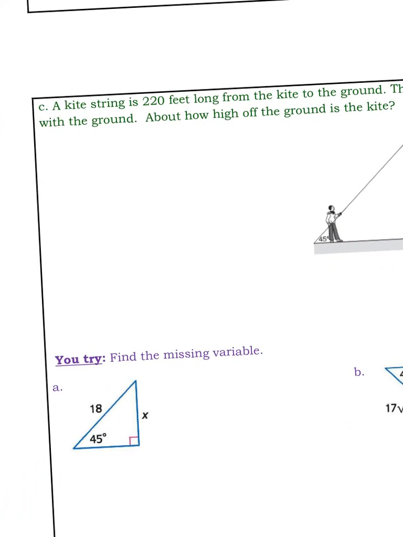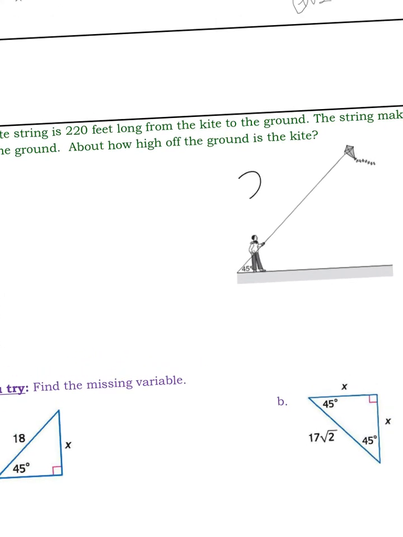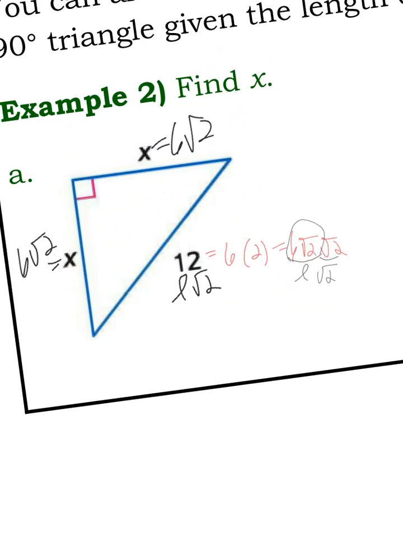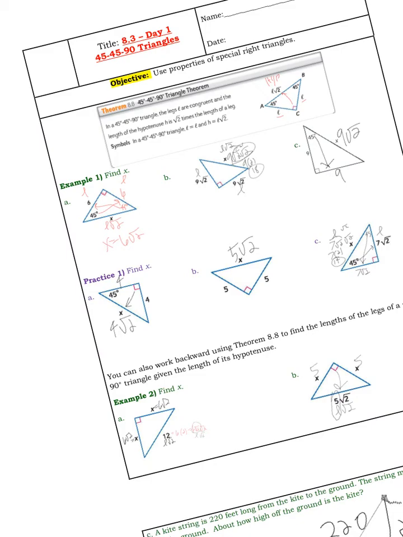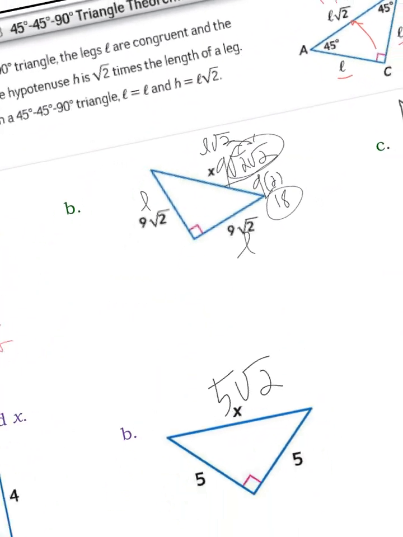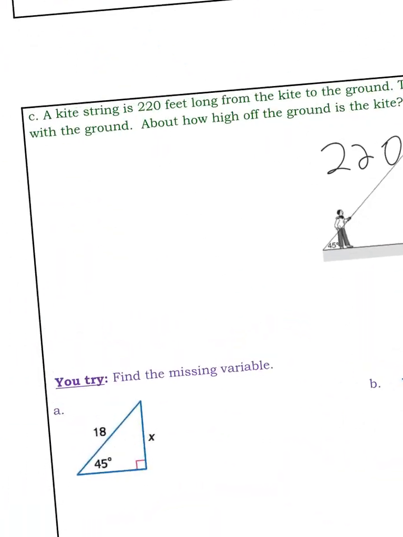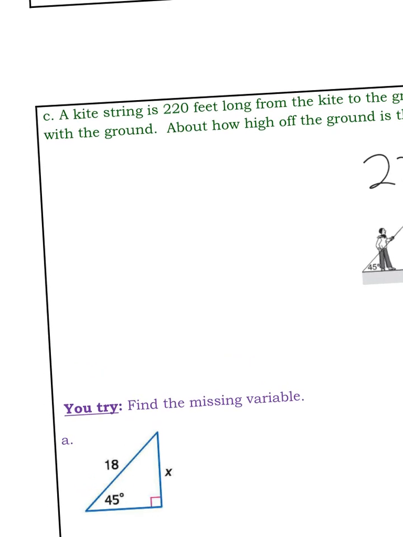Okay, a kite string. It is 220 feet long from the kite to the ground. So I'm going to put 220 next to the kite string. The string makes a 45-degree angle with the ground, and about how high off the ground is the kite? So I'm looking for this. All right, it's the same kind of problem as this one, or this one, or this one, because I'm given a whole number for the hypotenuse. So I'm going to cut it in half.